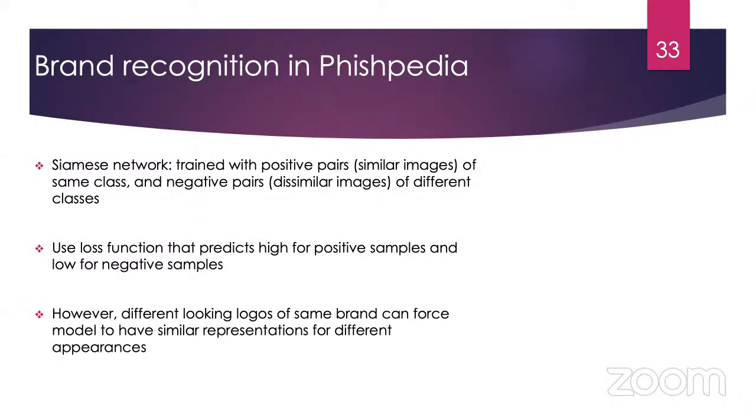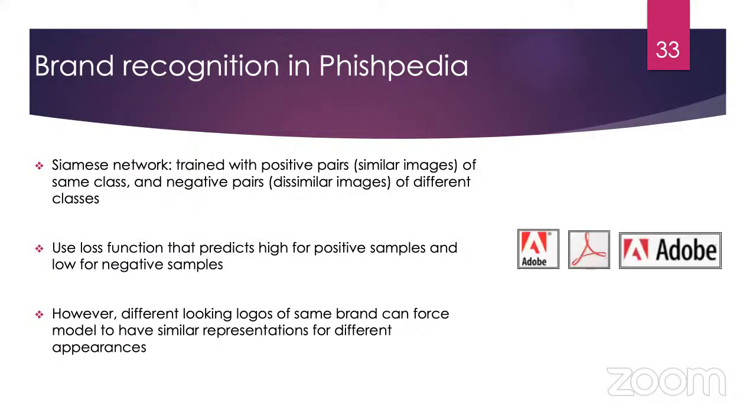However, one particular aspect of Siamese networks in this context of logo recognition or identification is that if you have different logos of the same brand, then we are forcing the model to have similar representations, even if they look very different. This is a good example. Here, these are all legitimate logos of Adobe, different variants. Now, if you try to have the same or similar representation for all three logos because they belong to the same brand, then you might be inducing more false positives, and this has been observed in our study.